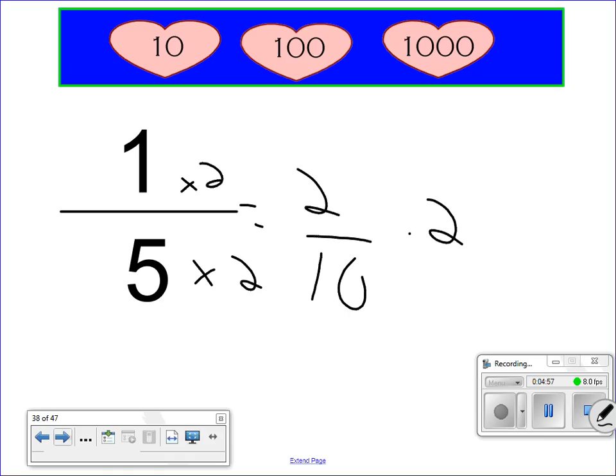Well, what if I wanted to change it to 100? Well, guess what? Times 20 times 20 gives me 20 over 100. All I have to do is add a 0 there. It's the same number.